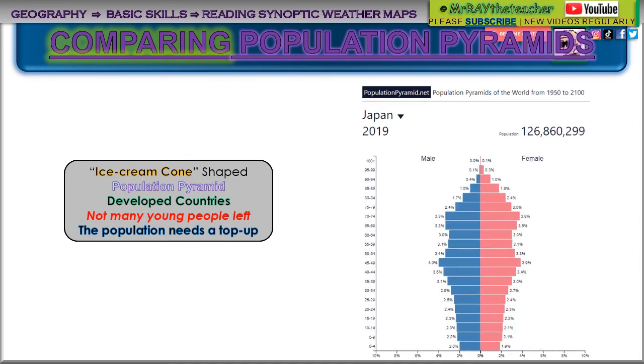And then you've got your ice cream cone ones, the kind of end game, which isn't the best. You won't want to really end up like this. Basically, not many young people left. The population needs a top up either via migration or via more baby popping, which is when a man loves a woman, or a couple decide to do IVF. Many other ways. Ask your physical education teacher about how babies are made, or your parents about the birds and the bees. All right.